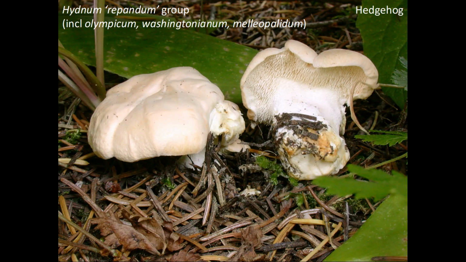The latest information based on the molecular work is that Hydnum repandum does not occur in North America. And on the west coast here, it's replaced by a number of species, Olympicum, Washingtonianum, Meliopallidum, which can only be distinguished microscopically. So we have to apply just the generic name, Hydnum repandum group, to these. As far as we know, they're all edible and nobody has any negative reactions to them.